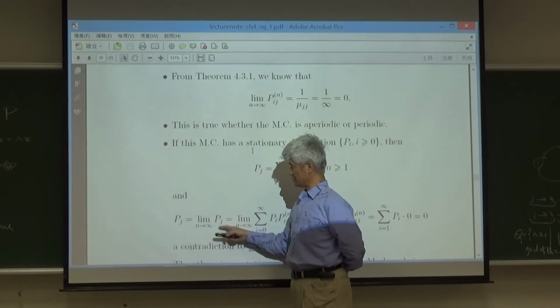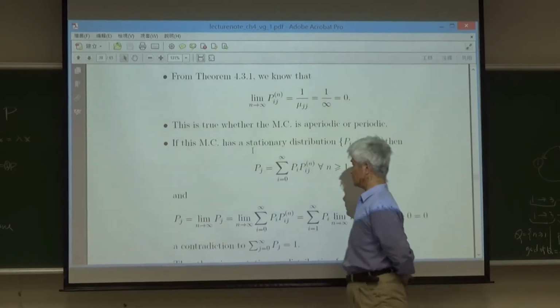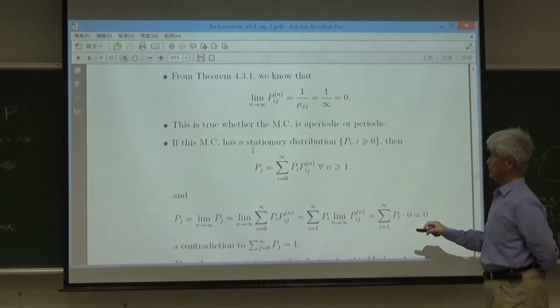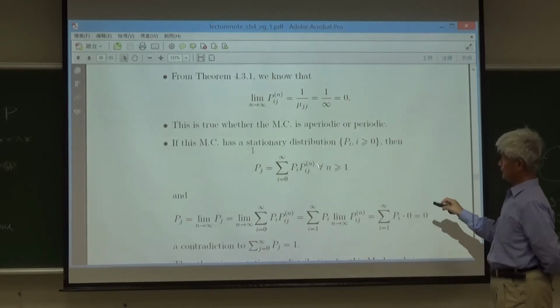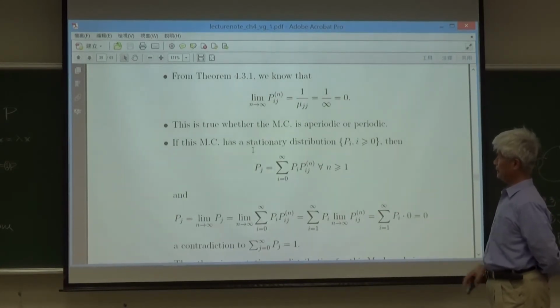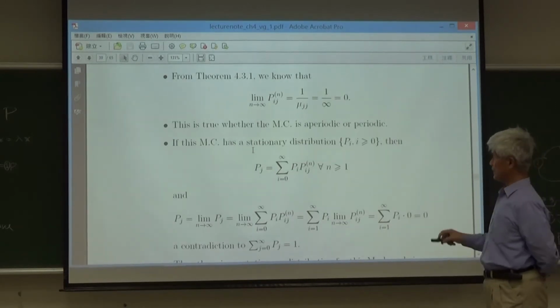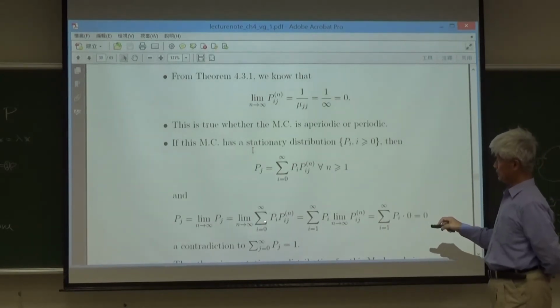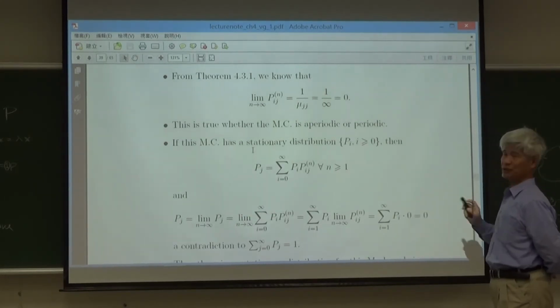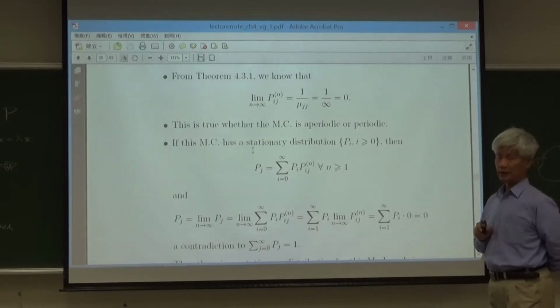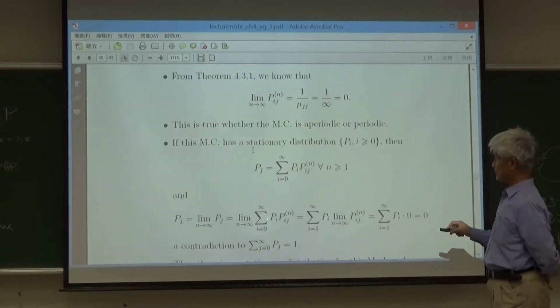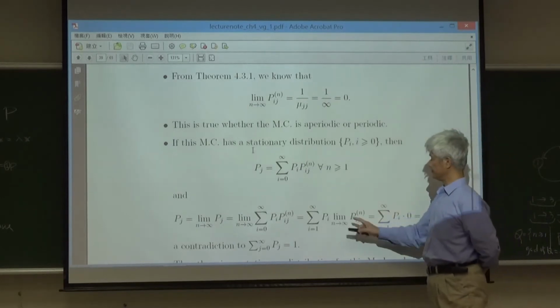Of course, this is constant, so there is no problem with that. And now we just come up with this one. Because everything is positive, we can exchange the limiting. This is also a limiting process. So the serial sum and the limiting process can exchange order. So when we exchange the order, we have this one.